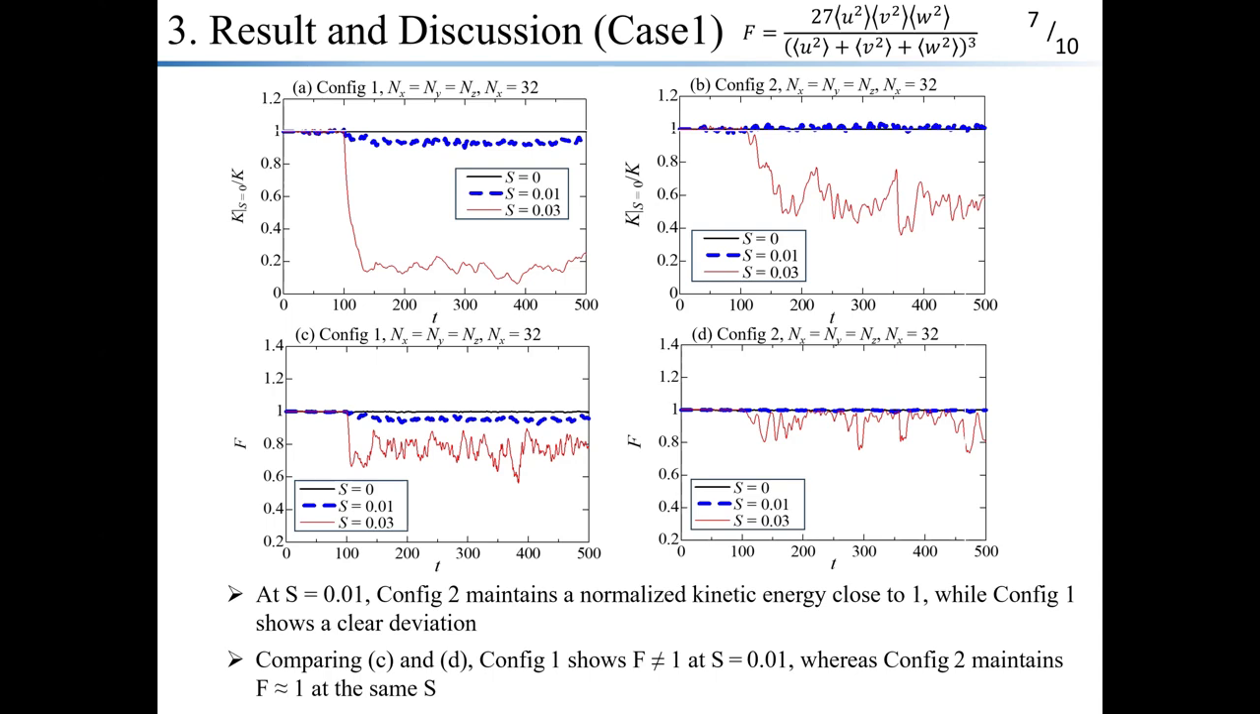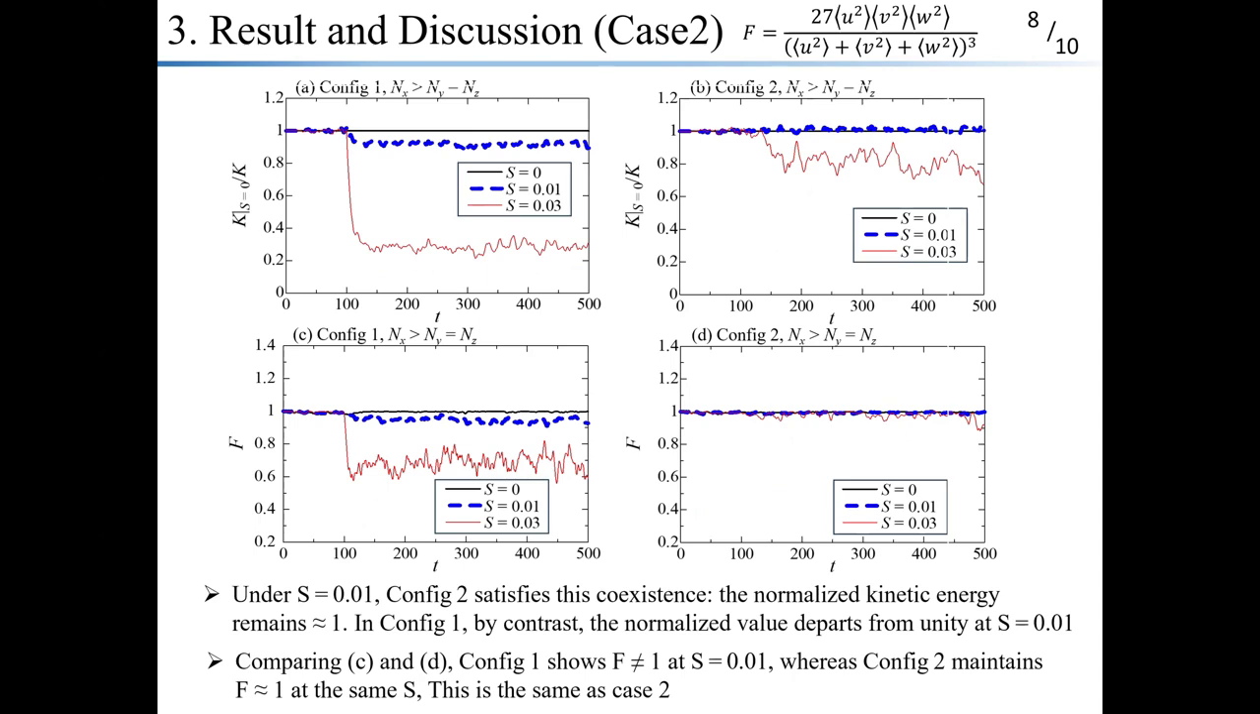fluctuations. Figures C and D show the isotropy indicator F, where F equals 1 indicates perfect isotropy. For s equals 0.01 and 0.03, this study's setup D yields F values closer to 1 than the previous setup C. Moreover, F recovers after decreasing, unlike in previous conditions, suggesting enhanced isotropy and better model consistency.